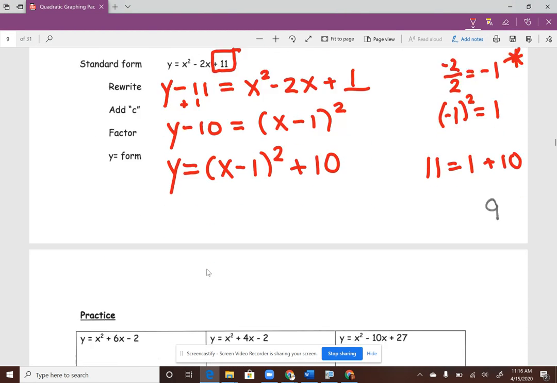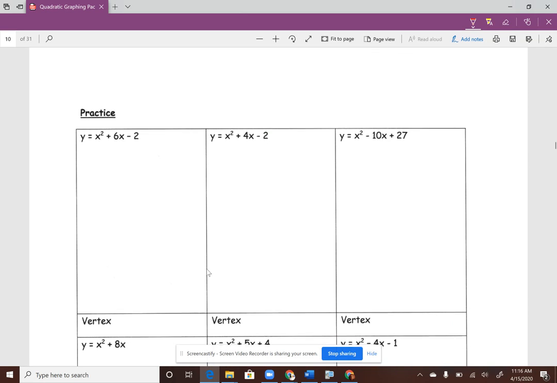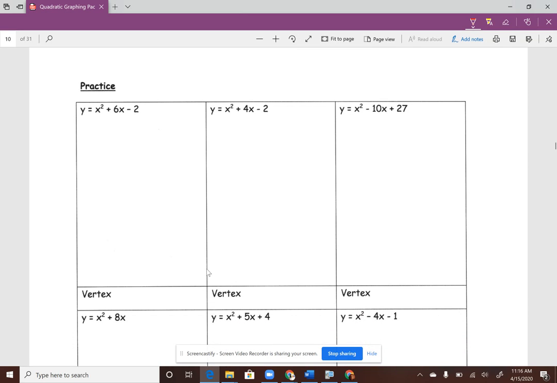Okay. Let me just do one of the practice ones with you to make sure you're good, and then you're going to do this page on your own. Okay. So the first thing that I do is I move that 2. So y plus 2, and if you want, you could put plus blank, equals x squared plus 6x plus blank.